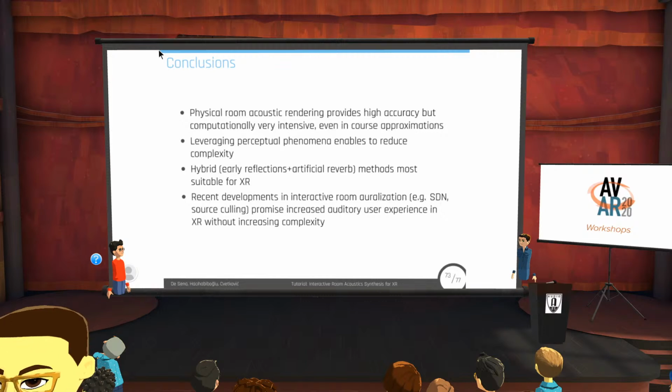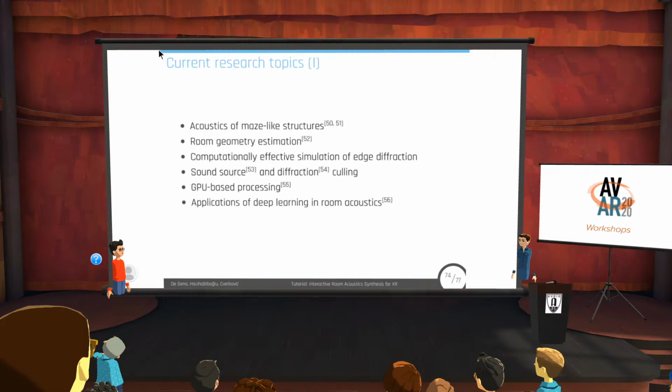And hybrid methods, we think, are most suitable for XR. Hybrid methods that process early reflections and artificial reverb simultaneously. And recent developments in interactive room auralization, such as SDNs, source culling, and other methods promise increased auditory user experience in XR without increasing computational complexity. So the research area is vibrant, and we expect to see more elaborate room acoustics and auralization models.